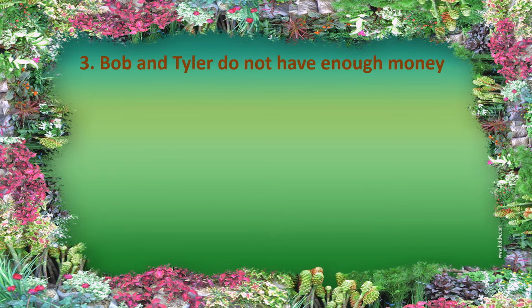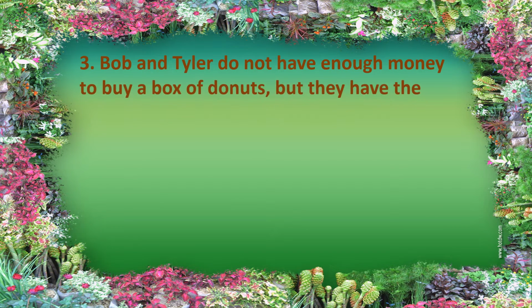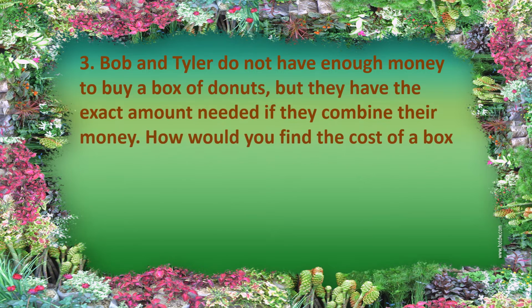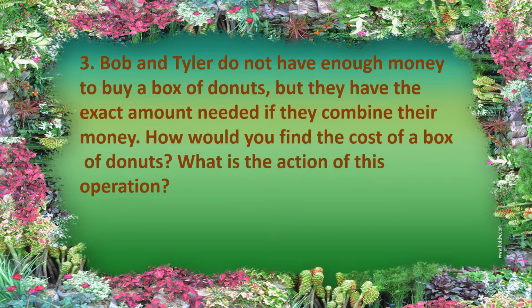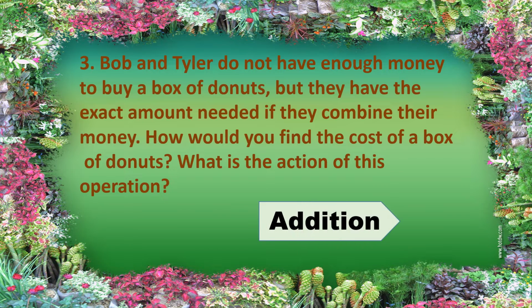So next question, listen carefully. Bob and Taylor do not have enough money to buy a box of donuts, but they have the exact amount needed if they combine their money. How do you find the cost of a box of donuts? What is the action of this operation? So in this question, what is the clue word given to find the operation? Combine. Very good. So combine means what operation will you use? Addition.